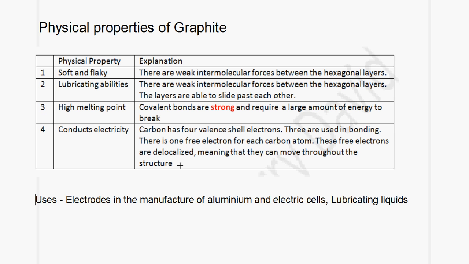And this is the reason why graphite is able to conduct electricity. Now graphite is used in the manufacture of aluminium in the electrolysis process. It is used as an electrode. It is also used in electric cells, and it is also used in lubricating liquids. And it's used in lubricating liquids because of its lubricating abilities, and it is used as electrodes because of its electrical properties.